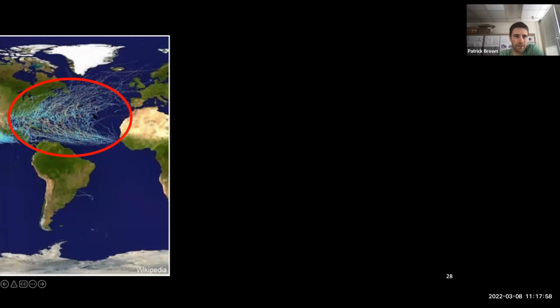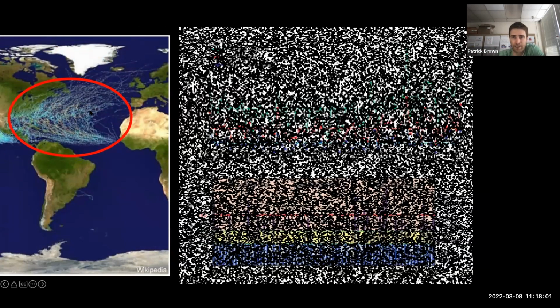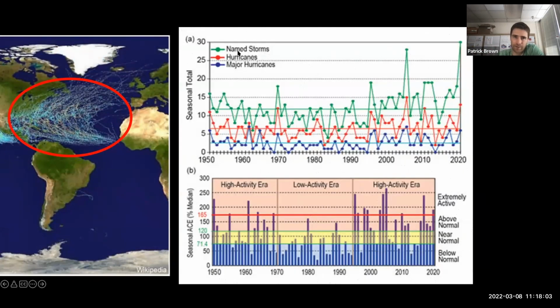So if we look at our North Atlantic basin, this is a similar thing. We're showing named storms, hurricanes, major hurricanes. We have a longer record here going back to 1950. Then over the past 30 years, there is what looks to be an increase in total named storms, and then maybe an increase in major hurricanes. 2020 was this record year in all of these metrics.